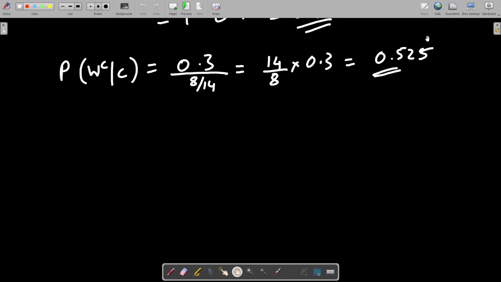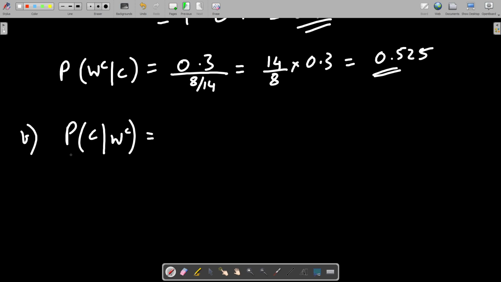What was asked over there was, given that it is not working, what is the probability it is of type C? So what they want us to find out is the probability that it is type C given that it is not working. Last class I had found it the wrong way. I had done the probability it is not working given that it's type C. The question was actually this.